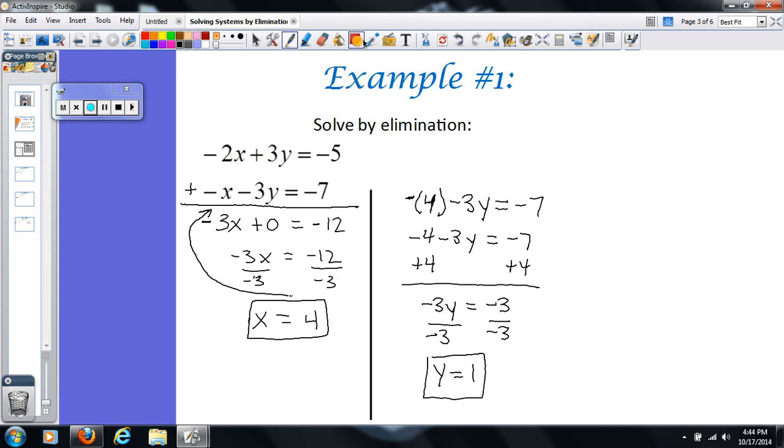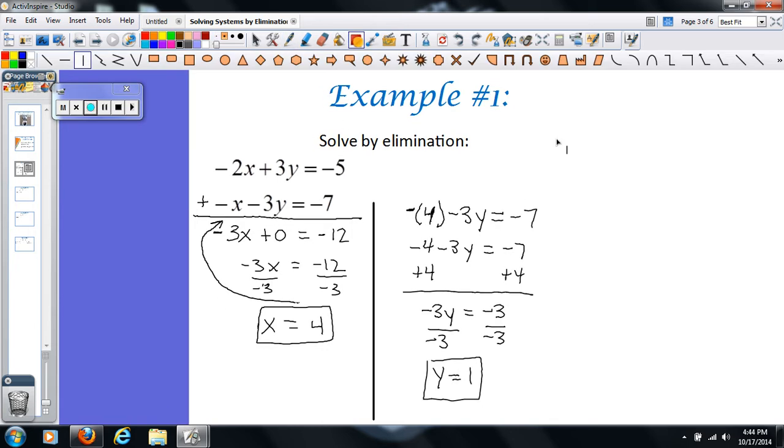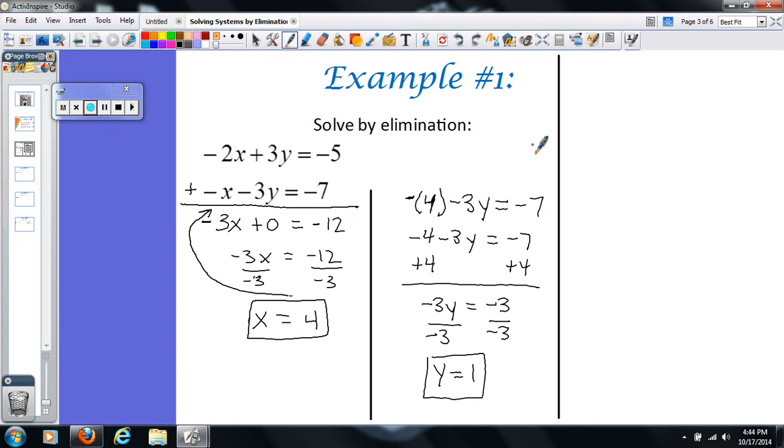Now, again, last thing I'm going to do, I'm going to check my answer. So I used the second equation when I found y, so I'm going to use the first equation now. That's negative 2x plus 3y equals negative 5. And I'm going to plug in 4 for x and 1 for y. Negative 2 times 4 plus 3 times 1 equals negative 5.